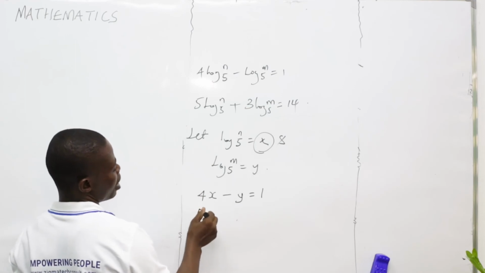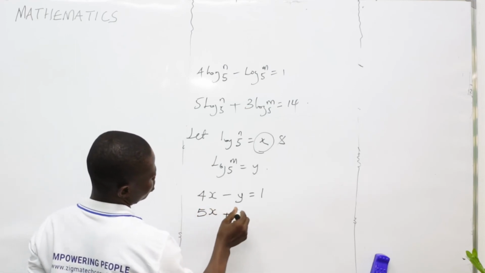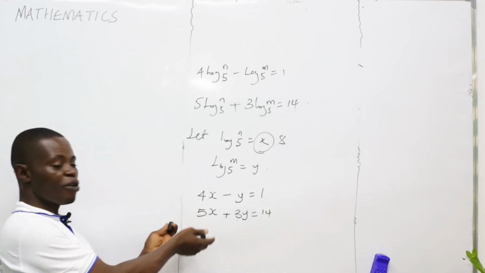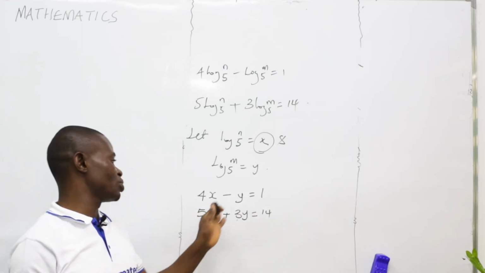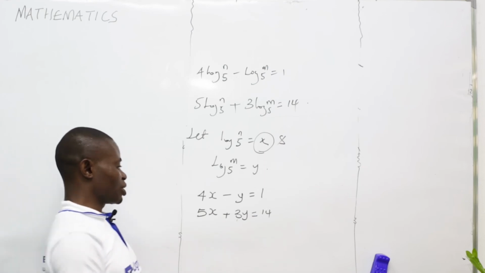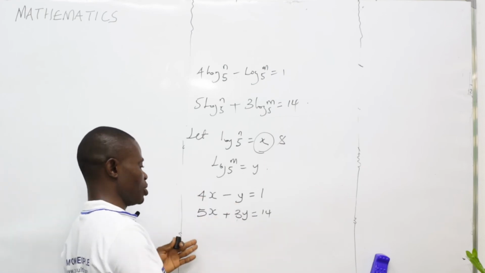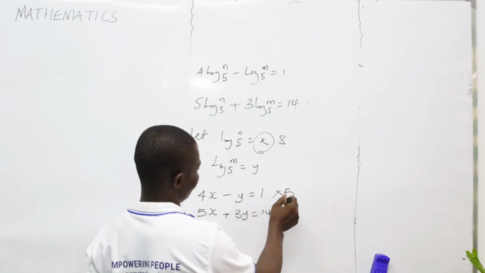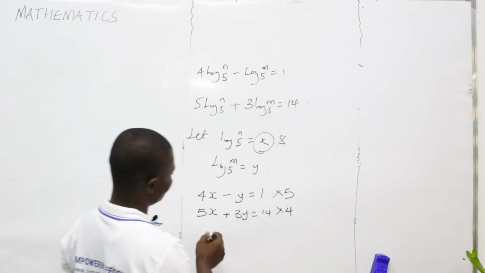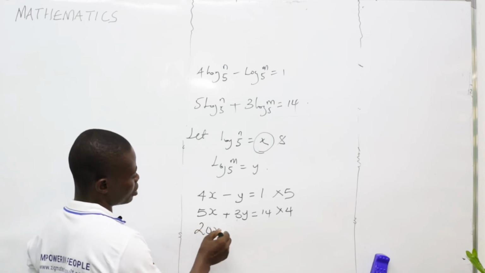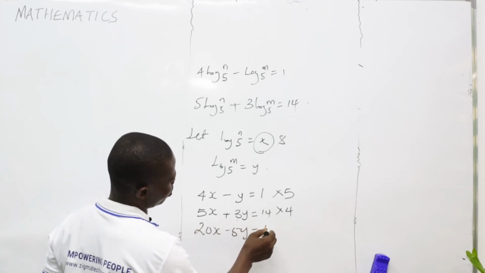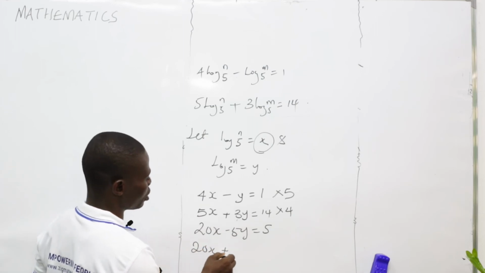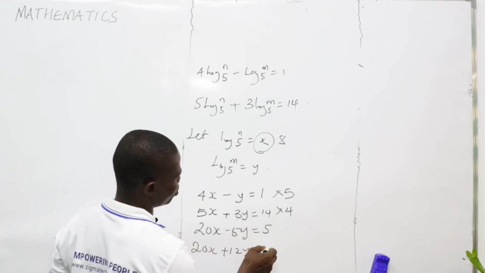Interpreting here, meaning 5x plus 3y equals 14. We have formed the normal simultaneous equation we used to see. But still checking, if you want to go by elimination method, this and this are not the same. So you have to multiply by 5, and multiply by 4. This is 20x minus 5y equals 5. This is 20x plus 12y equals what?